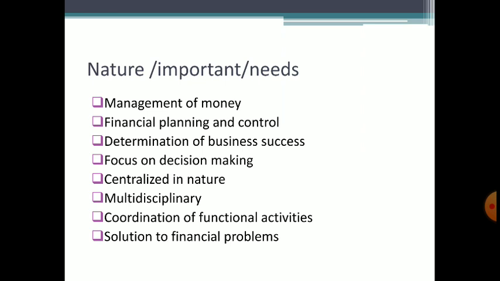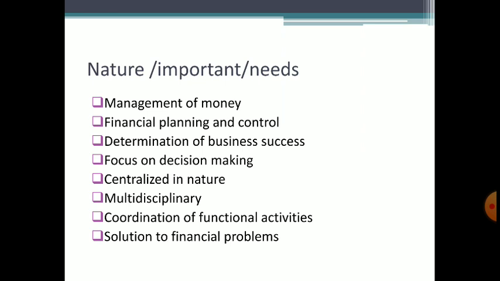Second one is financial planning and control. Financial management is concerned with the planning and control of finance. Third one is determination of business success. Today, finance is a key to success. The financial manager plays a very important role in the success of every business organization.